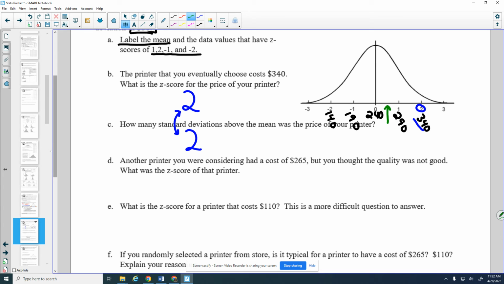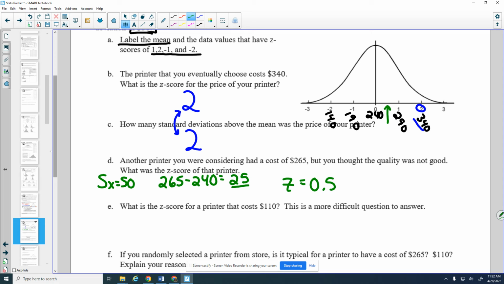But I don't even really need a formula because if I think about it, 265 minus 240 is 25. And that's half of the standard deviation, right? So the standard deviation was 50. So it's halfway up. So my z-score is going to equal half. Okay, so that one wasn't too bad. It didn't fall on a number, but we could kind of reason through it.